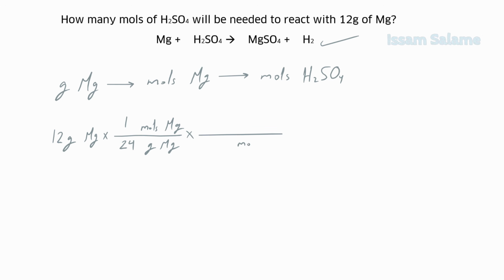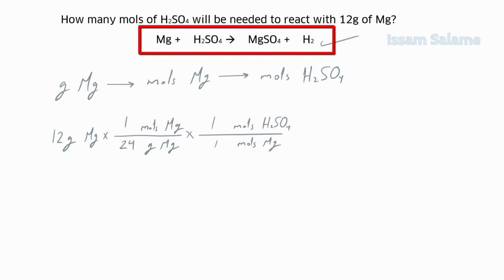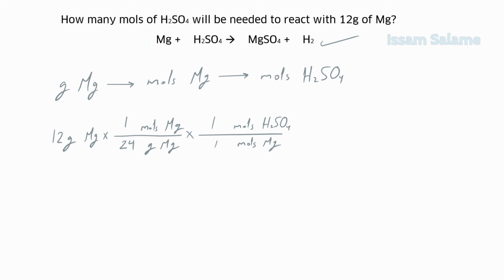To convert moles of magnesium to moles of sulfuric acid, we put moles of magnesium in the denominator and moles of sulfuric acid in the numerator. We get the coefficients from the chemical reaction, 1 next to magnesium and 1 next to sulfuric acid. We cancel similar units between numerators and denominators, and then we get the answer, 0.5 moles of sulfuric acid.